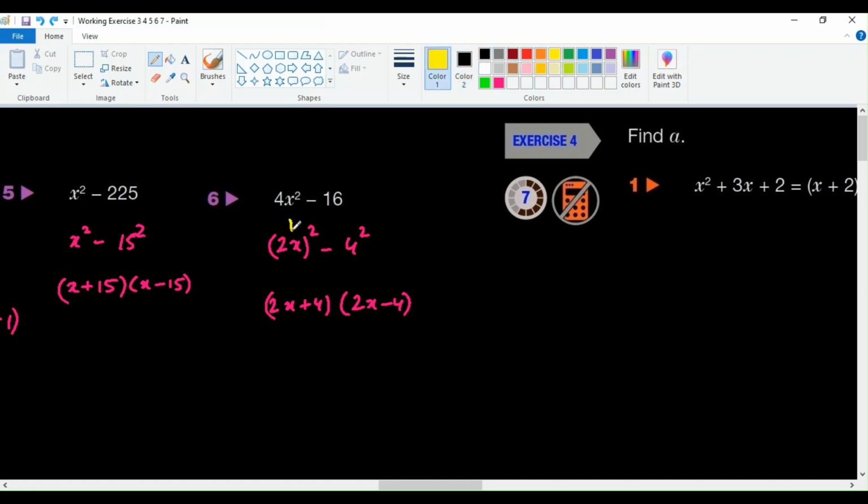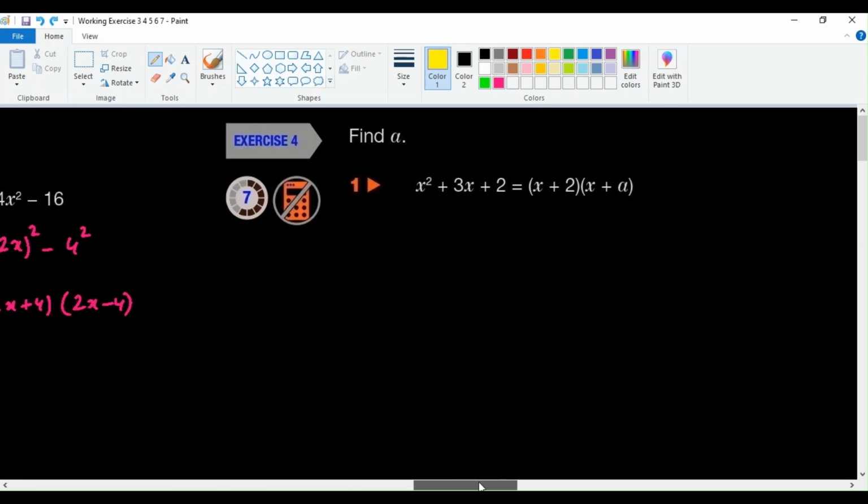This one, always consider as a, and always consider this one as b. So it's going to be easy for you to understand and distinguish between them. Now moving on to exercise 4.